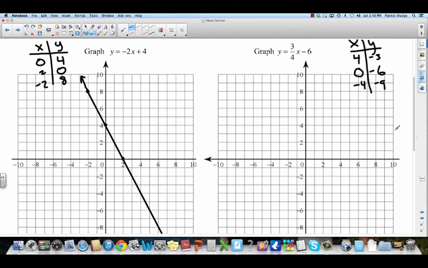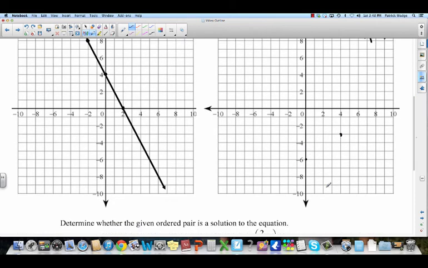We're ready to graph. 4, negative 3 is here. 0, negative 6 is here. And negative 4, negative 9 is here. Draw a line through them, and we will be finished our graphing. Okay? Remember, 3 points is very useful to make sure that you didn't make any mistakes.